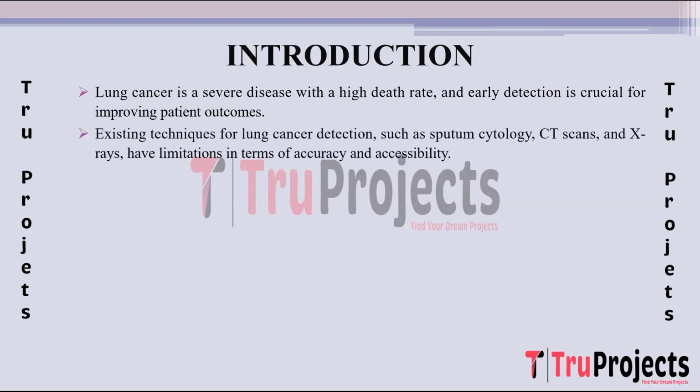Existing methods like sputum cytology, CT scans, and X-rays are commonly used for lung cancer detection. However, they have limitations. Sputum cytology, for instance, does not detect small tumors accurately. CT scans and X-rays can sometimes miss small lesions or lead to false positives, and they are not easily accessible due to cost or resource constraints.